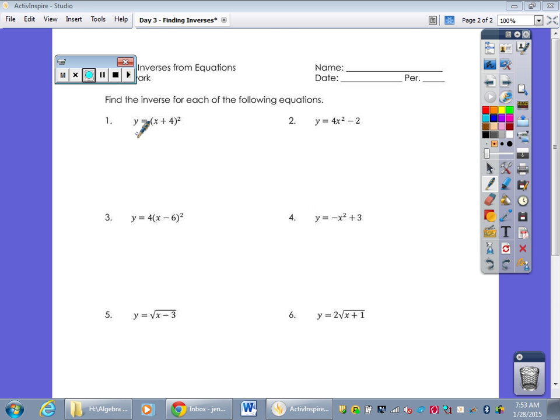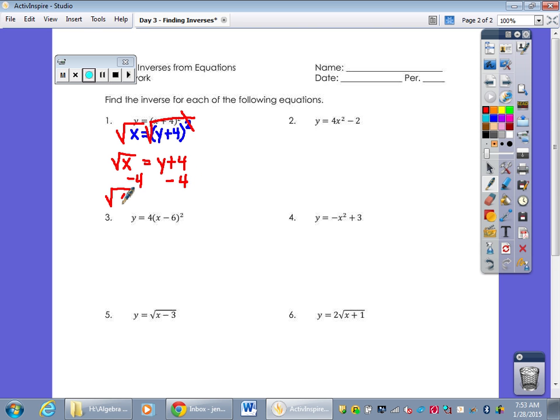So in number one, we're going to replace this with x, and replace the x with y. So we're going to have x equals (y plus 4) squared. And now our objective is to get y by itself. So in order to do that, we're going to take the square root so we can unsquare. So we have the square root of x equals y plus 4, because this will cancel out the square. And now we're going to subtract 4 to get y by itself.